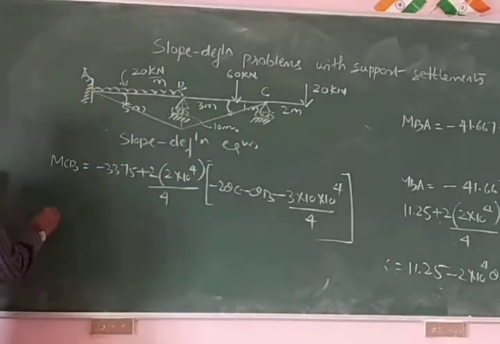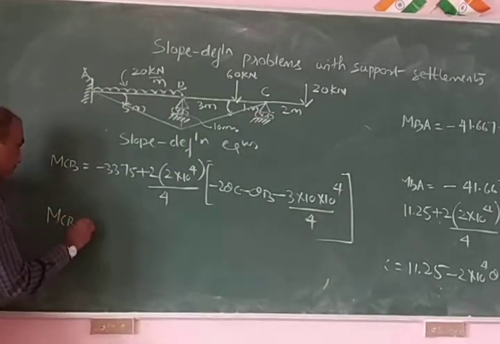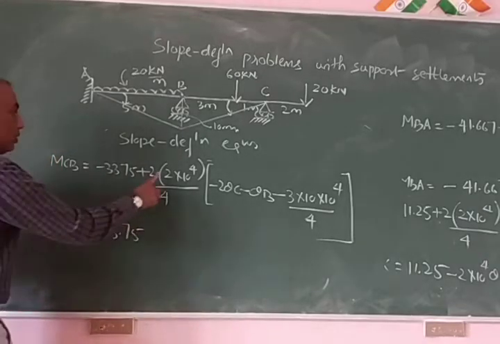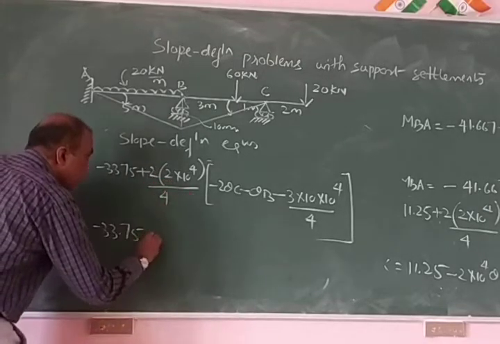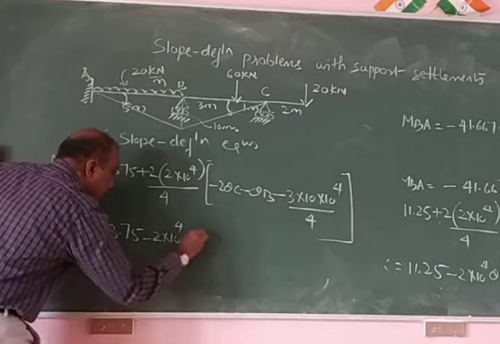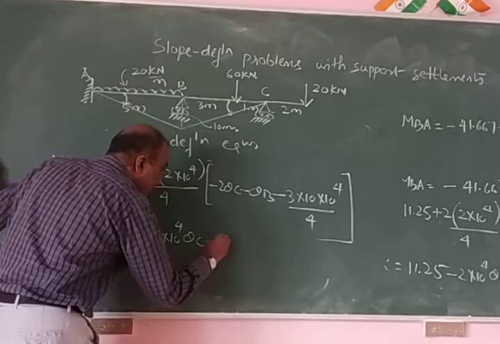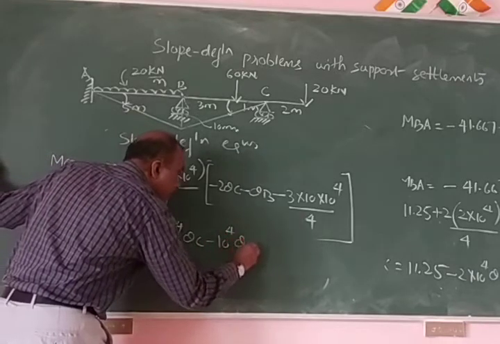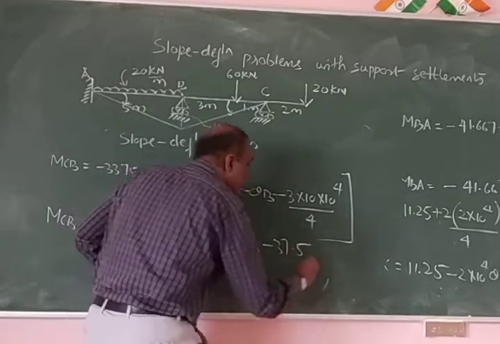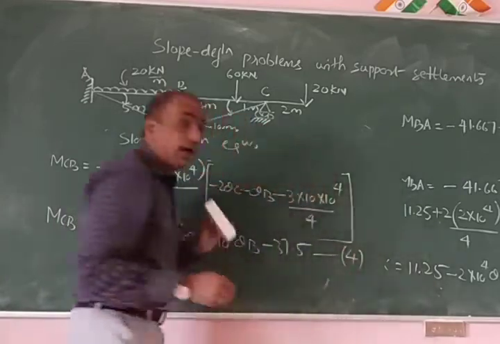So if you simplify, you are going to get MCB is equal to minus 33.75 plus 2 into 2, 4 by 4 minus 2, 2 into 10 to the power 4 theta c minus 10 to the power 4 theta b, minus 37.5. So this is your fourth equation. I hope you have understood.